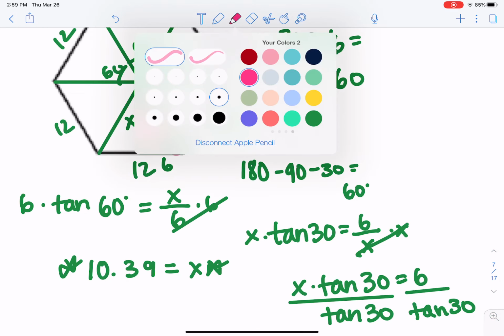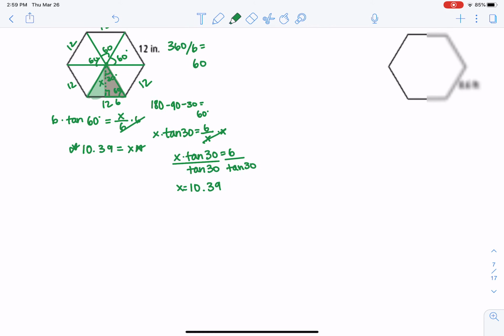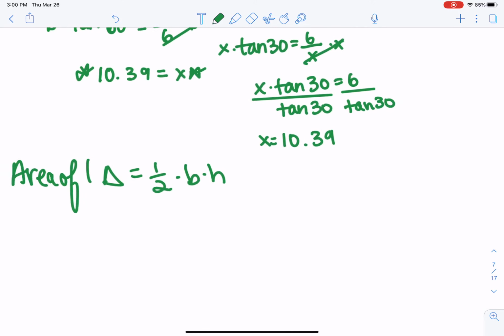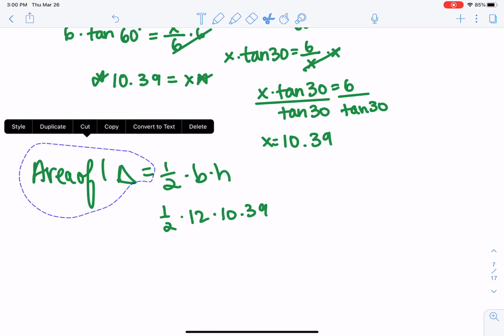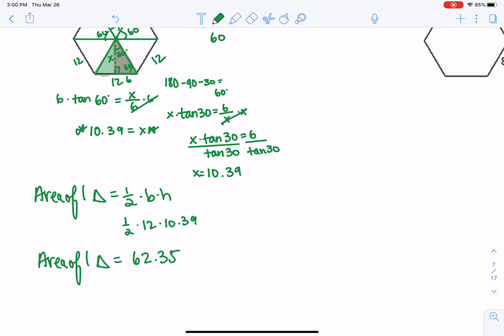So let's try to find the area of this whole green triangle now that we know our apothem. The area of one triangle is 1/2 times base times height. The base in our case is 12, and then the height we got from the apothem, which was 10.39. All you have to do, just like before, is multiply that on your calculator, and we'll get 62.35. So that was one triangle.